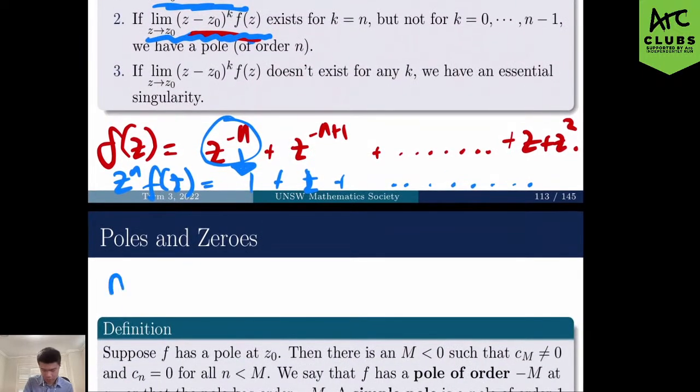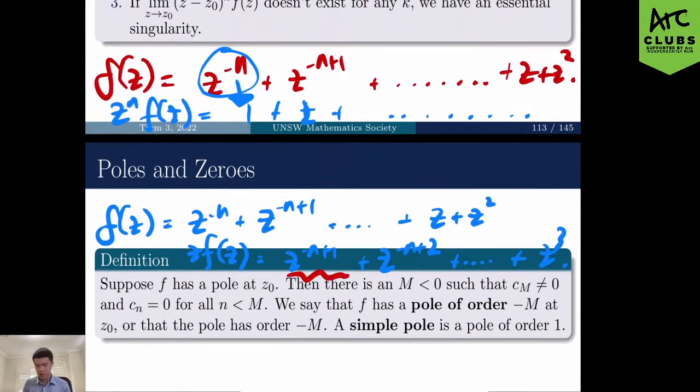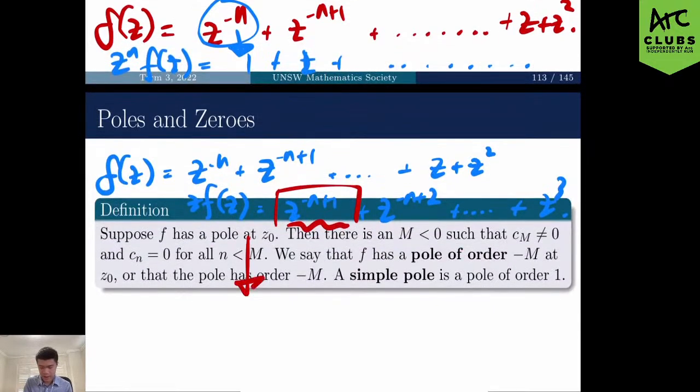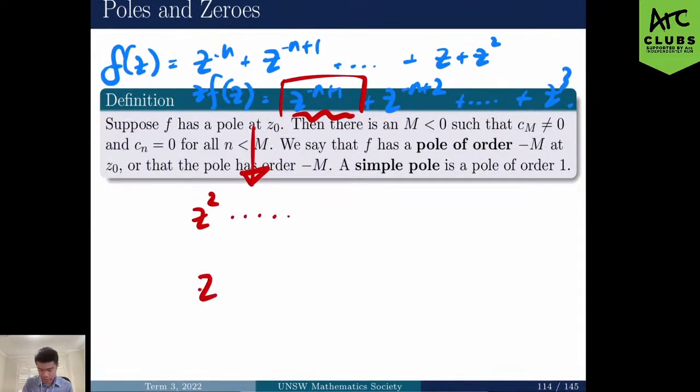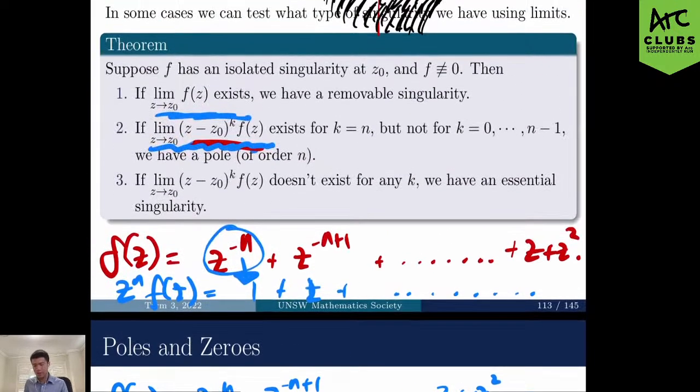Because for example, if I take this function and just multiply it by z, then it's still not going to be defined, right? The limit won't be defined because we still have reciprocal terms. But the idea is if you keep on doing this until n, the first one that it's defined for is going to be the order of the pole. So you can use this test as well to test what order the pole is. So if (z minus z0) to the power of k times f(z) has a limit for k equals n, but not for any of the ones before that, then you've found the order of the pole, that's order n.